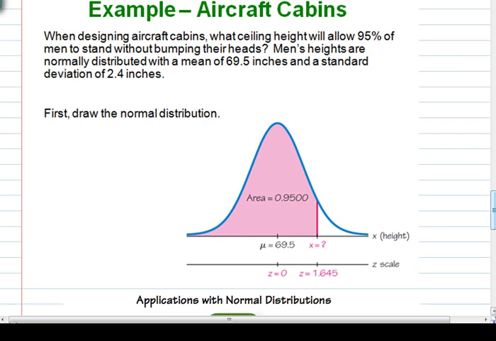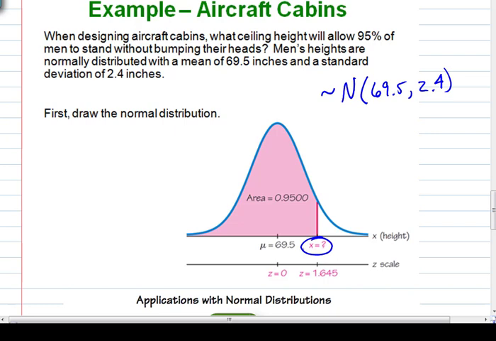Here's a sample problem, aircraft cabins. It says when designing aircraft cabins, what ceiling height will allow 95% of men to stand without bumping their heads? Men's heights are normally distributed with a mean of 69.5 inches and a standard deviation of 2.4 inches. So here the men's heights are normally distributed with the mean of 69.5 and a standard deviation of 2.4. And what we want to do is find this height here that allows at least 95% of the men to stand without hitting their head.